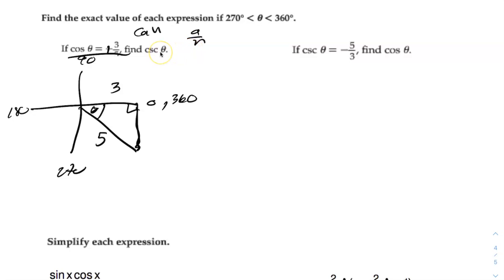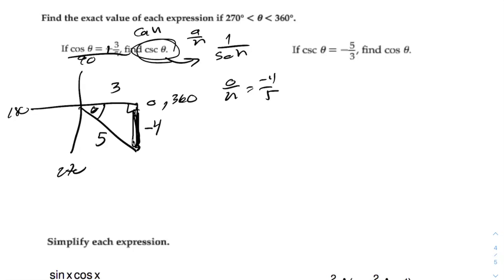Let's find cosecant. So cosecant is the opposite of sine, so we're going to do 1 over sine. I need the opposite, which I don't have. Now normally I would find a squared, b squared, c squared, but this is a triangle we should know. If 5 is the hypotenuse and you have a 3, this must be a 4. And since we're going down, it's a negative. So a 3, 4, 5 triangle, so sine would be negative 4 over 5. That's what sine is, but I'm looking for cosecant. So flip it, negative 5 over 4. Just like that.